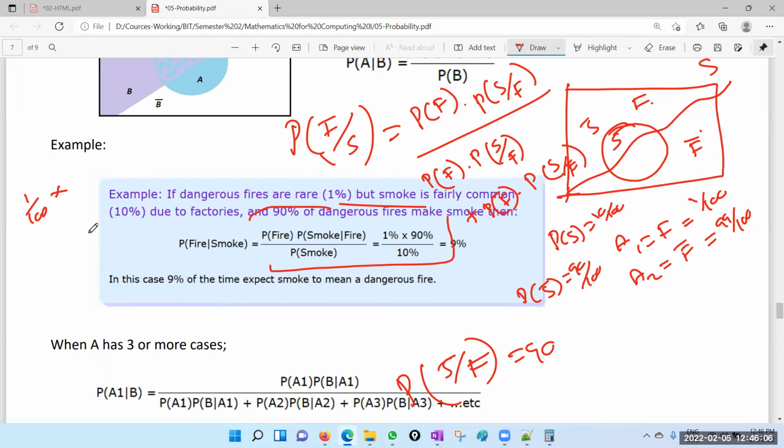10%. So therefore you can just divide by 10, because when you add those two, that means the percentage of having smoke, which is 10%. So when you subdivide it, what you get is 9%. Okay, it's a little bit tricky question.